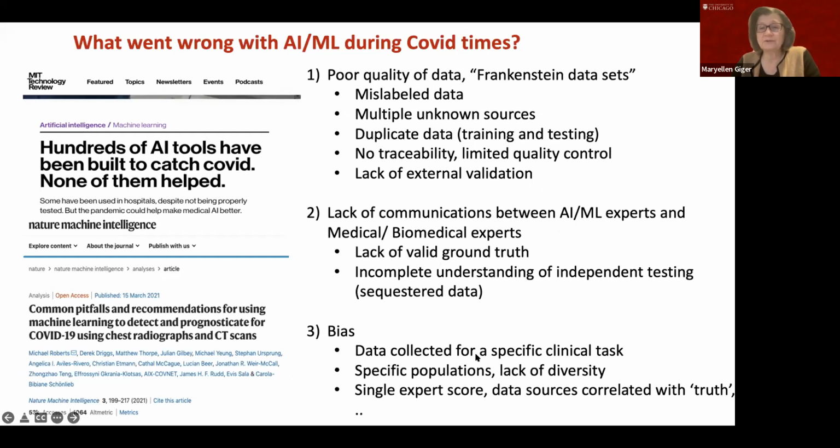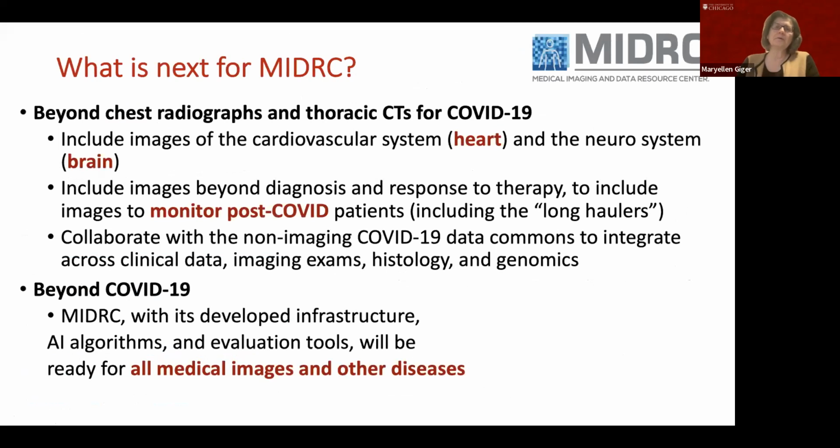Sometimes the data was collected for a specific clinical task, lacked specific populations, lack of diversity. And so we believe MIDRC is a solution to that. MIDRC now is mainly chest radiographs and thoracic CTs, but we're starting to collect images of the cardiovascular system and the neural system, as well as move our AI to monitor the post-COVID patient long haulers. And as I mentioned, we're collaborating with non-imaging COVID-19 data commons to integrate the multi-omics. And this, we believe, is a national resource.